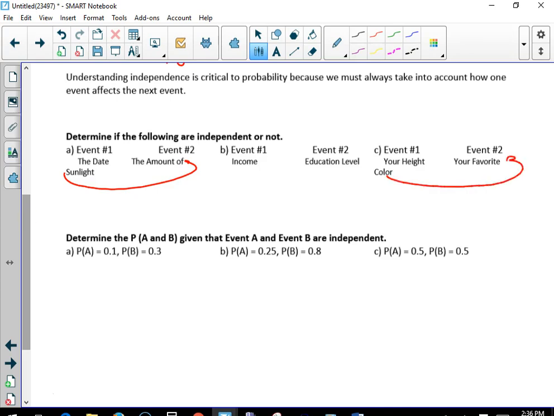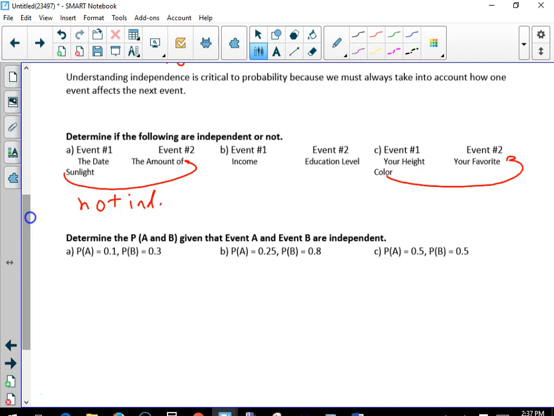And this is your favorite color. I don't think it printed that way on your page, but it did for some reason on mine. So the date and the amount of sunlight. That is not independent, because different times of year have different amounts of sunlight. Hence daylight savings time. So therefore, time of year does affect it, so it's not independent of each other.